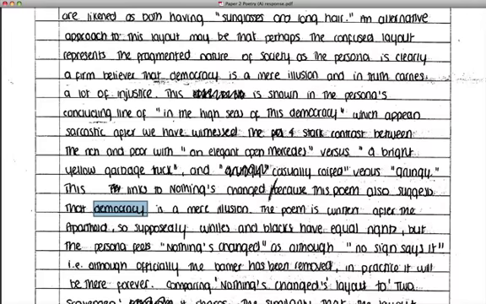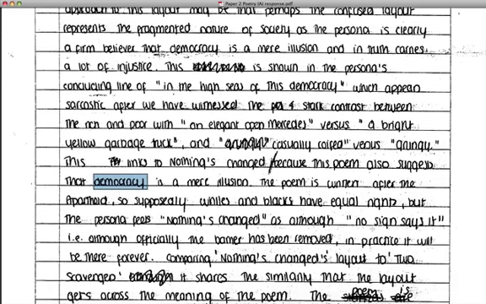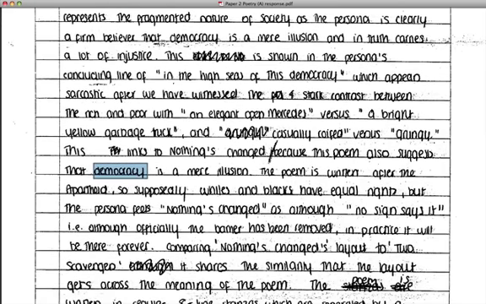The poem is written after the apartheid, so supposedly whites and blacks have equal rights. But the persona feels nothing's changed, as although no sign says it is, i.e., although officially the banner has been removed, in practice it will be there forever.